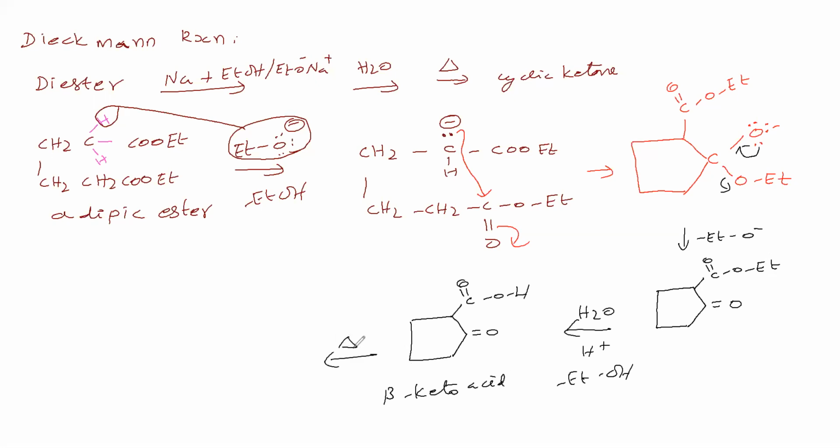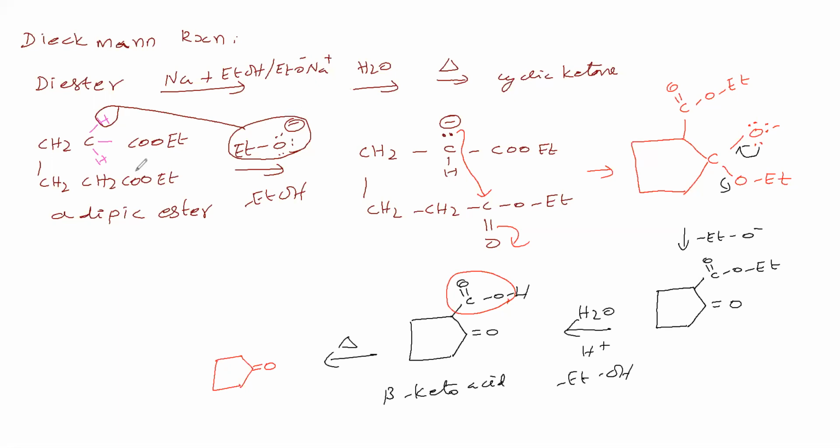This beta keto acid on heating undergoes decarboxylation. Therefore this CO2 will be removed, and we will get cyclopentanone. Beta keto acid on decarboxylation gives a ketone. Beta keto acid undergoes decarboxylation on heating.